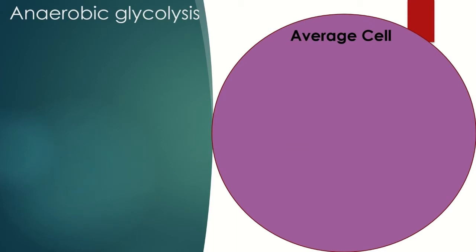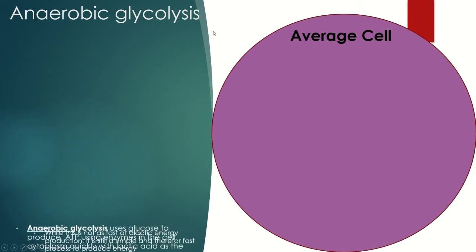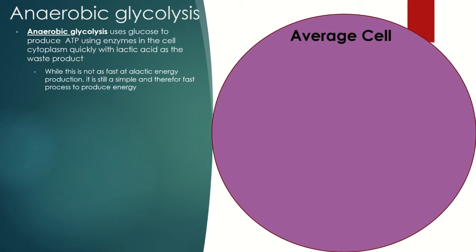The other one we talked about was anaerobic glycolysis, okay? For this one, I'm going to create a little diagram here of an average cell. So just imagine that this is your average cell. Anaerobic glycolysis uses glucose to produce ATP using enzymes in the cell cytoplasm. Just like the creatine phosphate is made in the cell cytoplasm, anaerobic glycolysis also happens in the cell cytoplasm. So your cells don't have to go through some steps that aerobic respiration does, in terms of going through mitochondria. That's one of the reasons why this is faster than aerobic respiration. So it uses the enzymes in the cell cytoplasm quickly, with lactic acid as the waste product.